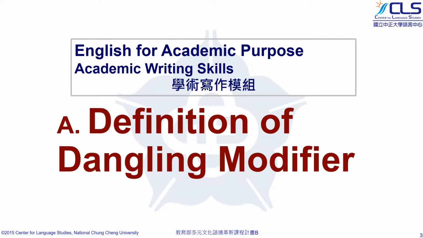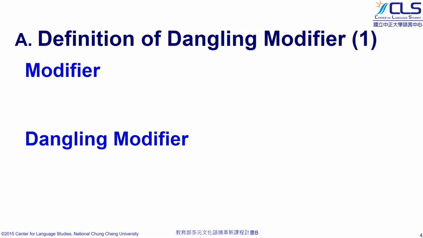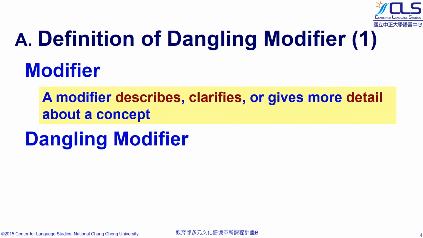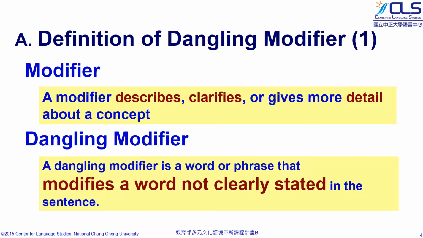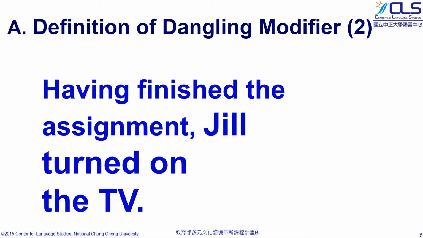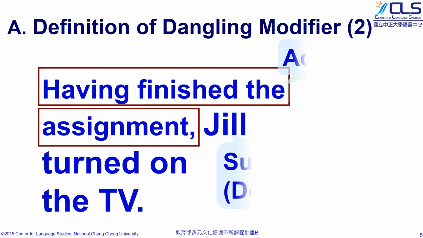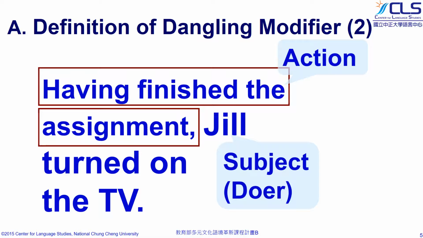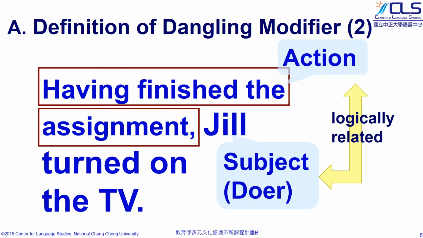Okay, what's the definition of dangling modifier? We know a modifier can describe, clarify, or give details about a concept. It means the modifier has no clearly stated word to modify when a dangling modifier occurs. In English sentences, the doer must be the subject of the main clause that follows. In this sentence, it is Jill. She seems logically to be the one doing the action, having finished. And this sentence therefore does not have a dangling modifier.